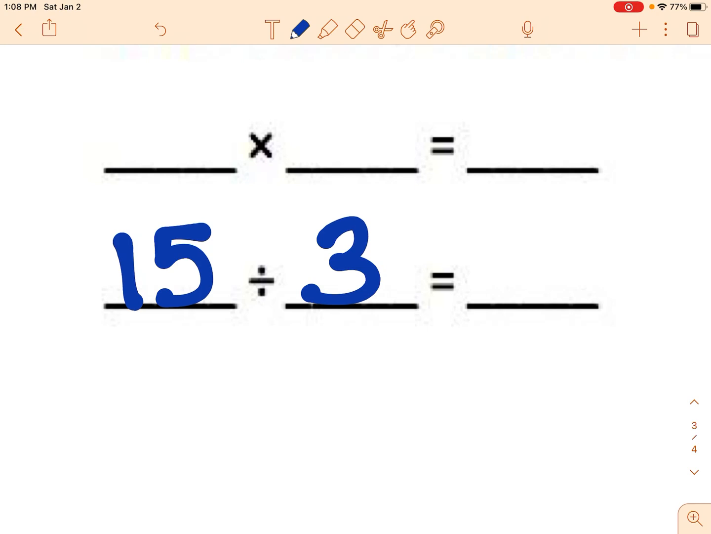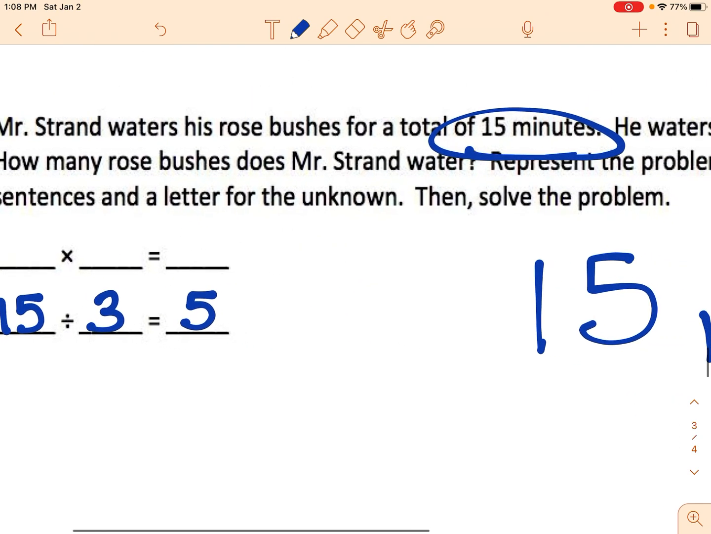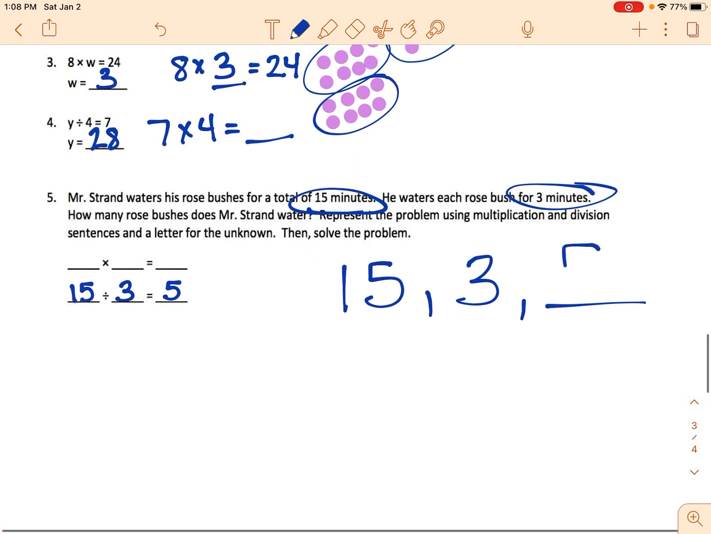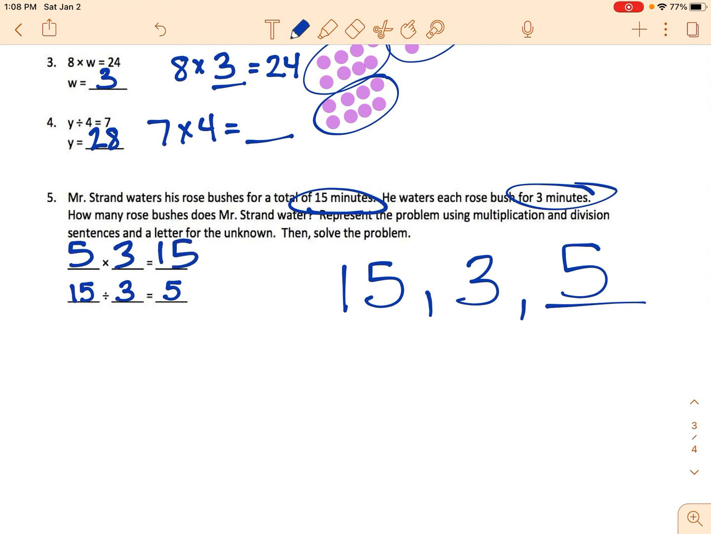I can count by 3s. 3, 6, 9, 12, 15. And I did that 5 times. There's my other factor, 15, 3, and 5. 5 times 3 is 15, and 15 divided by 3 is 5.